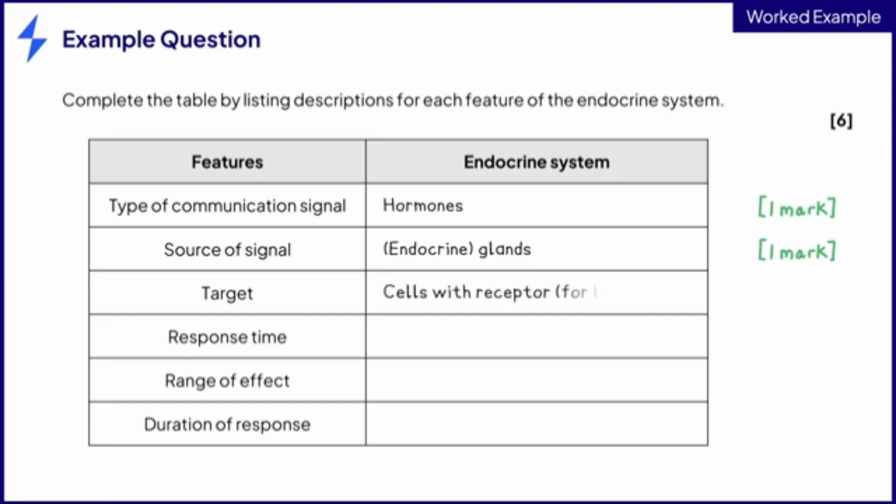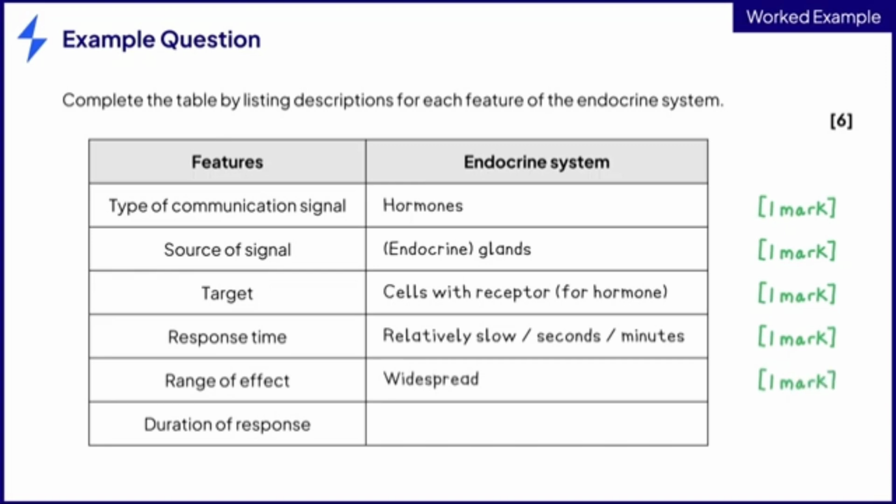The targets are the cells with the receptors for the hormones and the target organs, the response time is relatively slow, the range of the effect is widespread, and the duration of the response is a long duration.